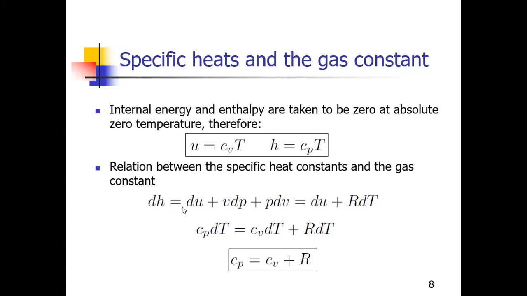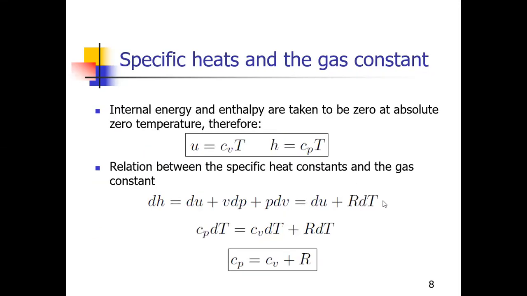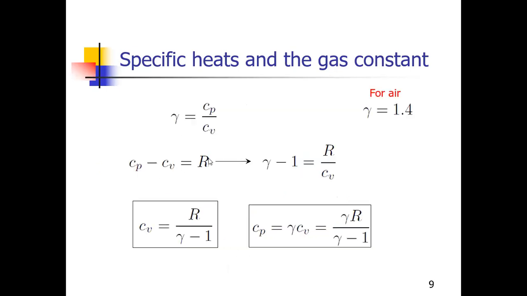We know that the change in enthalpy is equal to dU plus V dP plus P dV, and that is equal to dU plus R dT, because remember, PV was equal to RT. So if you take the differential on both sides, it becomes dH is equal to dU plus R dT. Change in enthalpy can be written as this, change in internal energy can be written as this, and R dT remains the same. Now we take dT common from everywhere and cancel it. So we get Cp is equal to Cv plus R, or in other words, Cp minus Cv is equal to R.